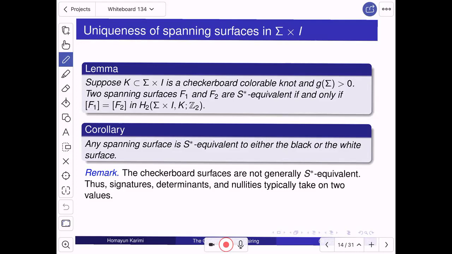And you can also show that the black and white surfaces are not SSR equivalent. So the black and white surfaces are the two non-equivalent spanning surfaces for the knot K. That means the signature that we define typically comes in pairs. So for each knot, we have a pair of signatures, also a pair of nullities and a pair of determinants. So these invariants come in pairs.